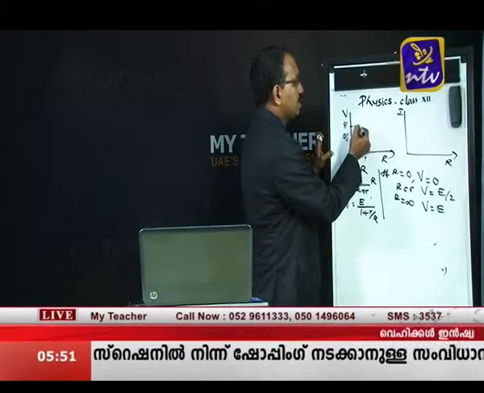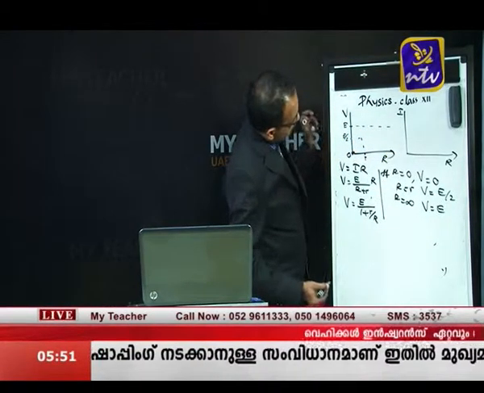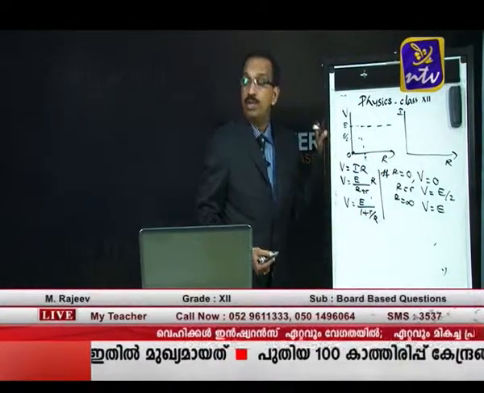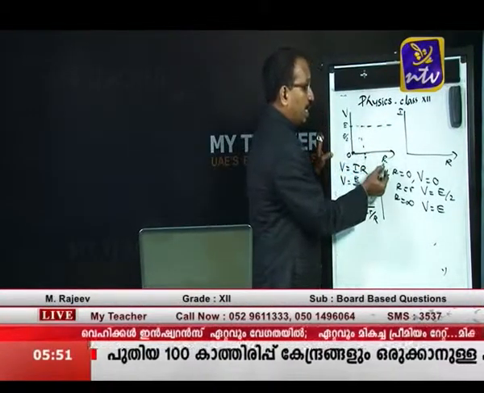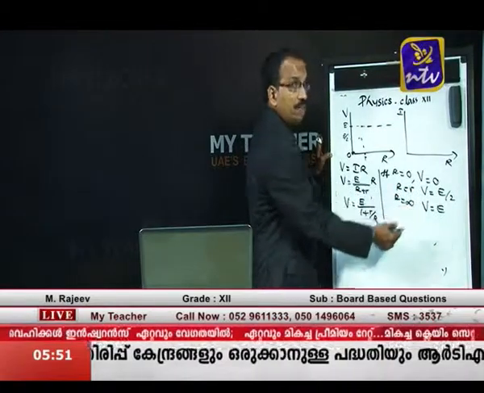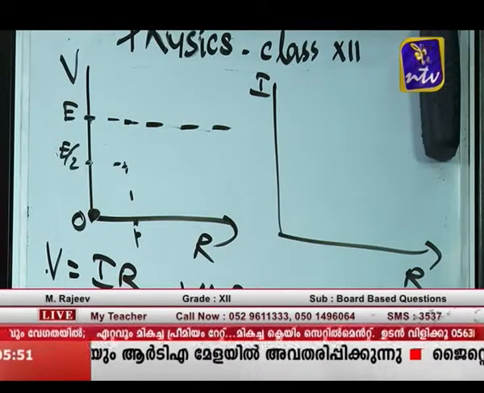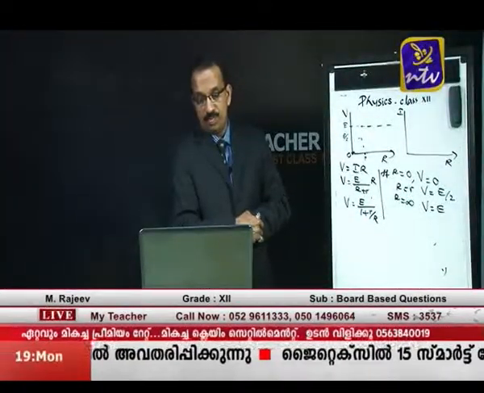Alright, and this is, you see, just draw the straight line here, and when will V be equal to E? When R is infinity. You look at this, when R is infinity only, that is the case of open circuit. What is the definition of EMF? EMF is the terminal voltage when it is in an open circuit.